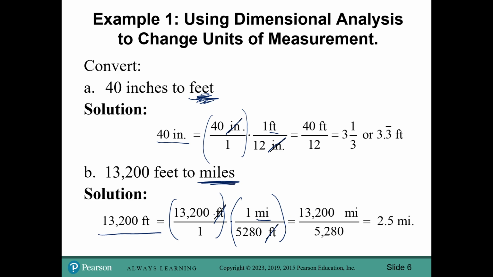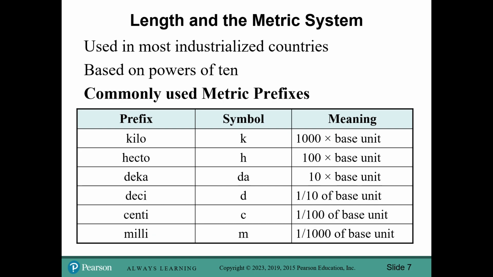Okay, so essentially all I'm doing here now is 13,200 times 1, which gives me 13,200. 1 times 5,280, which gives me 5,280. Then I do that division of 13,200 divided by 5,280, and I see that this 13,200 feet is equivalent to 2.5 miles after I do that division. Simple as that. Okay. Now, let's look at length in the metric system. Now, the metric system is used in most industrialized countries.